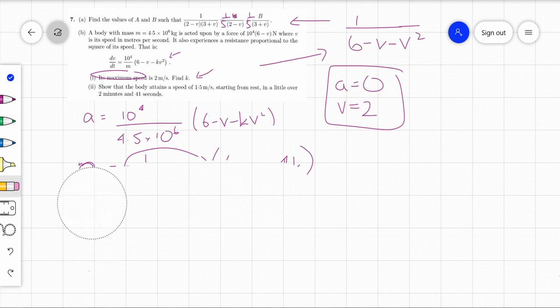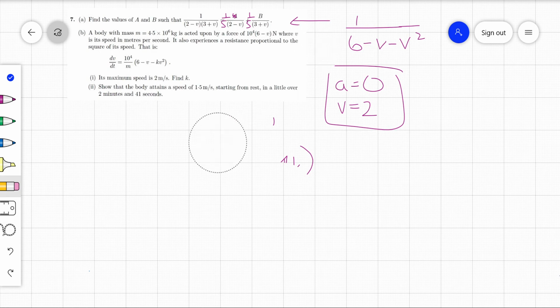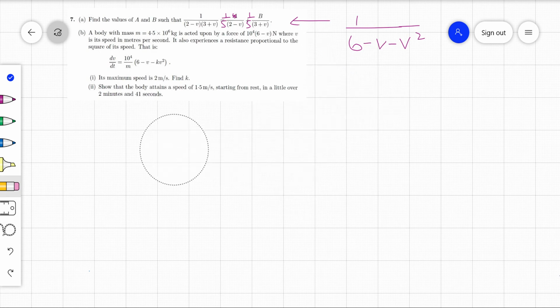All right, so part 2, we have: show that the body attains a speed of 1.5 starting from rest in a little over 2 minutes and 41 seconds. So you can see we've got time and velocity. So if we look at our acceleration, we want time and velocity, that's fine, except on the right hand side it's all v's. So I'm going to tip it upside down. So I'm going to have a look at dt/dv.